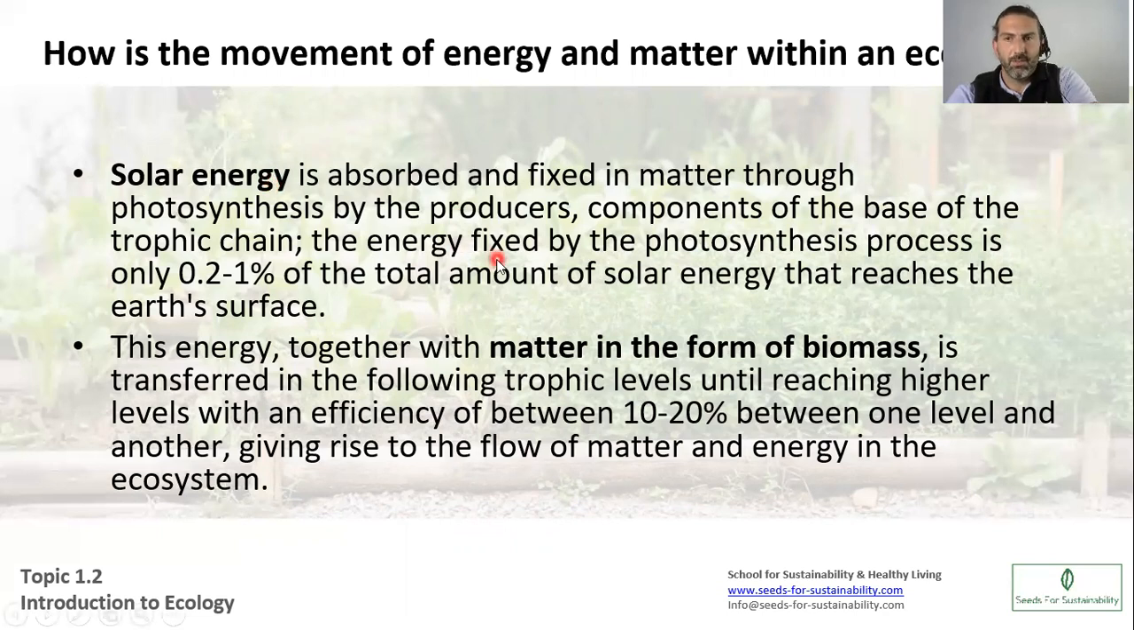The energy fixed by the photosynthesis process is only 0.1 to 1% of the total amount of solar energy that reaches the Earth's surface. So we're not very efficient when we're only catching sunlight with plants, although it's one way, we might think of others. This energy, together with the matter in the form of biomass, is transferred into the following trophic levels until reaching higher levels, with an efficiency of between 10 to 20% between one level and another.